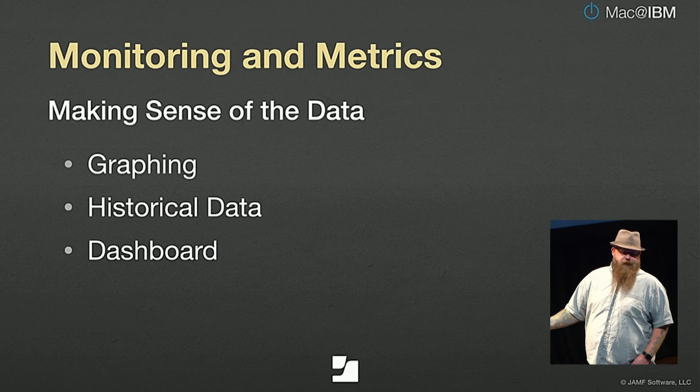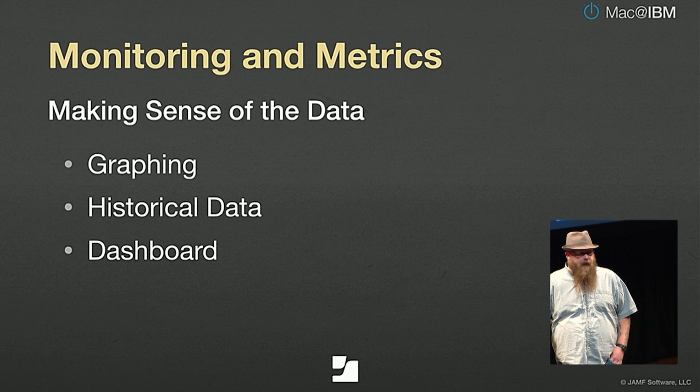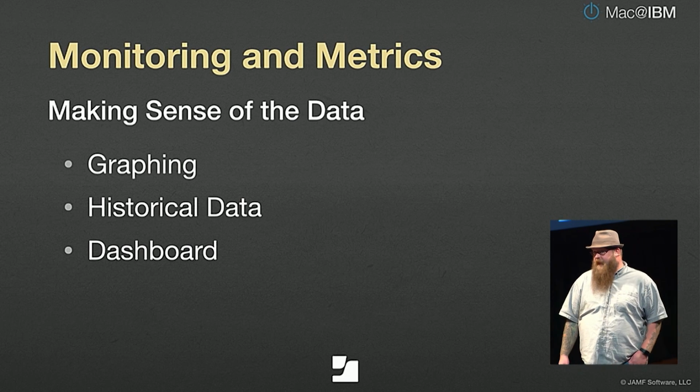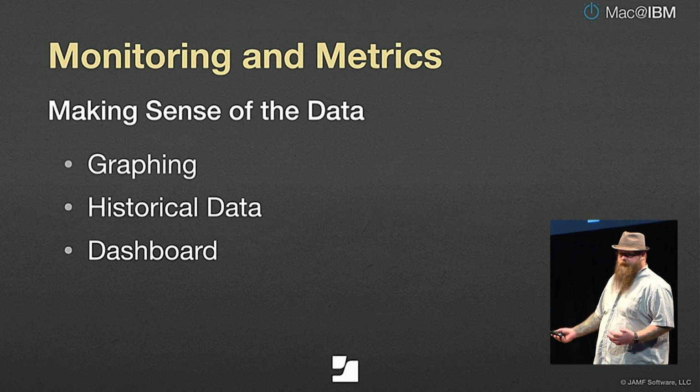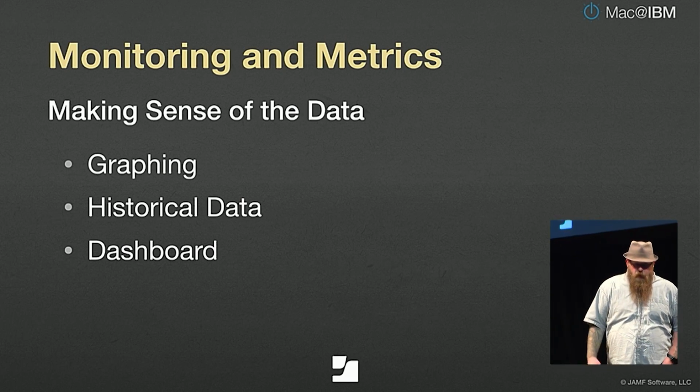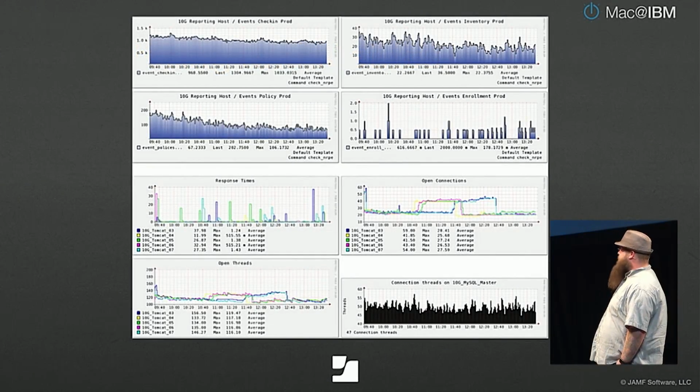How do we make sense of all this data? Well, we graph it using PNP for Nagios, and we use that historical data to analyze trends and identify changes. If somebody's made a policy change, all of a sudden we start seeing big spikes in the graph at certain times of the day. We're going to be curious about what somebody did.